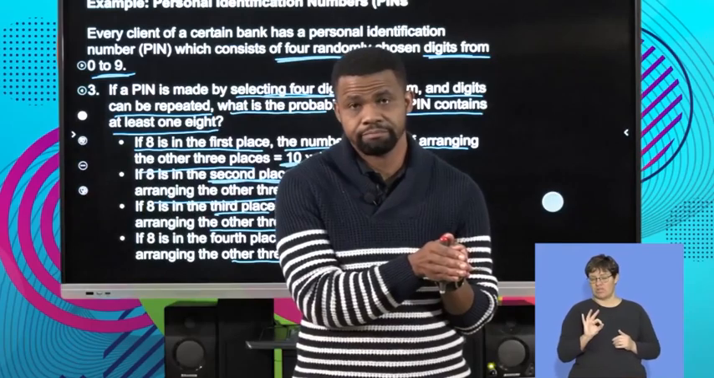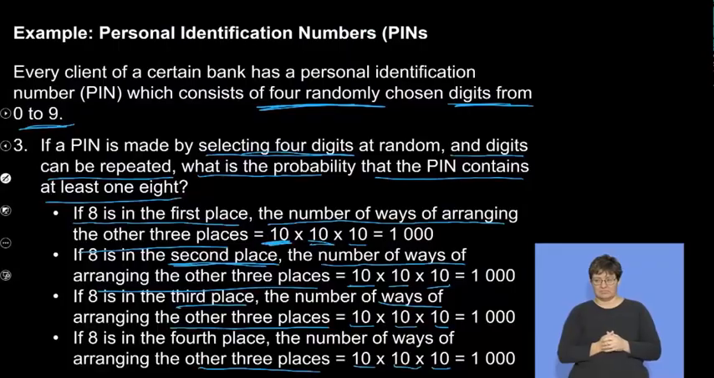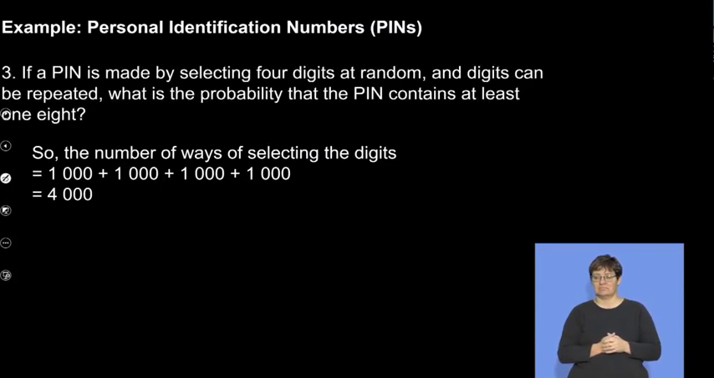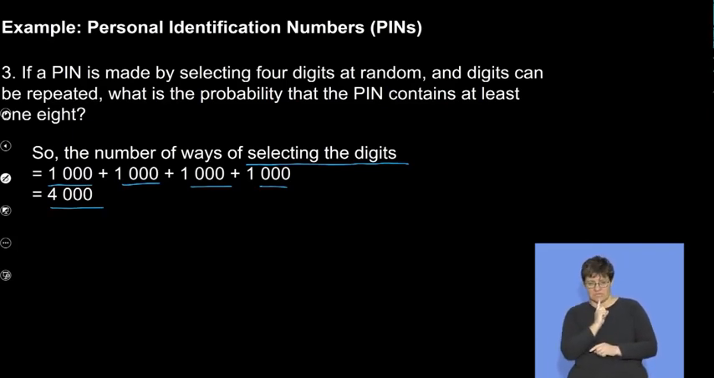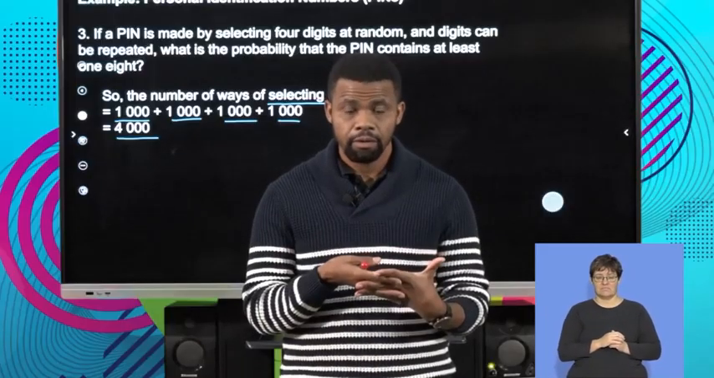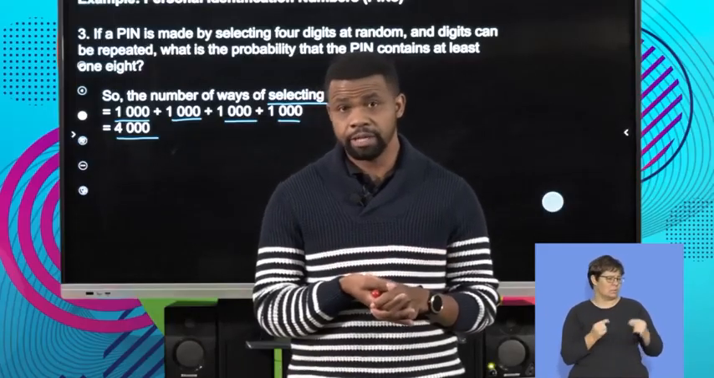Fantastic. Then what do we do here? So the number of ways of selecting digits will be 1,000 plus 1,000 plus 1,000 plus 1,000, which gives us 4,000. Because in a 4-digit pin, 8 can be in the first, second, third, or fourth place. So there are 4,000 ways of doing that.